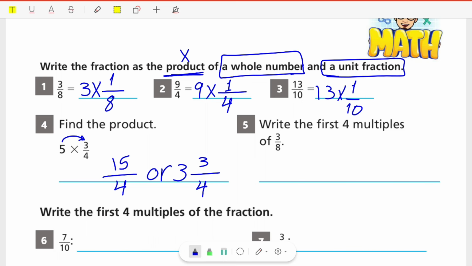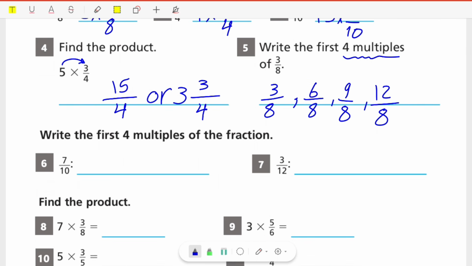The next question, write the first 4 multiples of 3 over 8. So the first 4 multiples means 3 over 8 itself, and then we're gonna write the multiples of 3 only, because the denominator never ever changes. So we're gonna write here 6 over 8, 9 over 8, and the last one is 12 over 8.